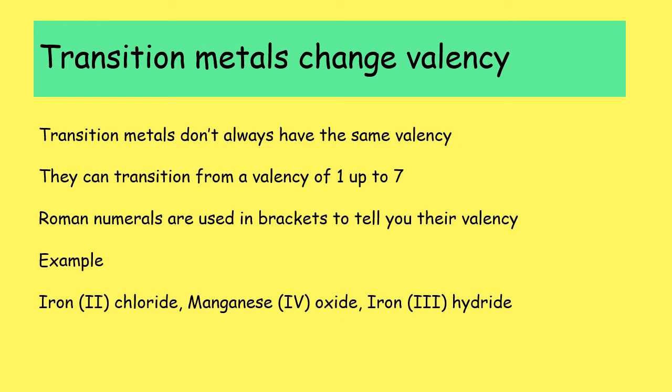So when it comes to transition metals, they don't always have the same valency. And they can transition from a valency of 1 up to a valency of 7. And Roman numerals are used in brackets after the name of a transition metal to tell you its valency. So for example, we have iron 2 chloride, manganese 4 oxide, and iron 3 hydride.